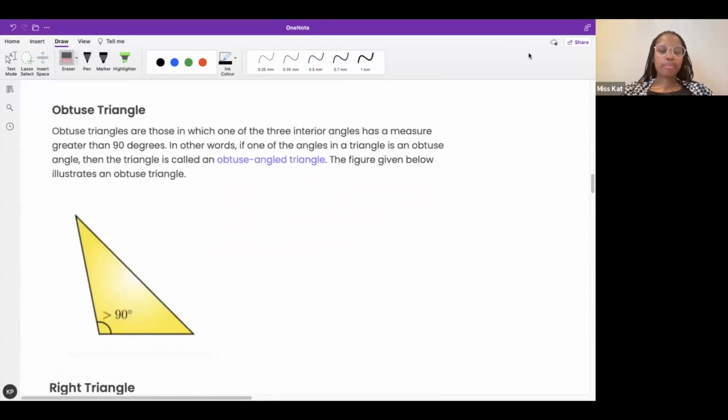Now we are on an obtuse triangle. What is an obtuse angle? Let's see if we remember what an obtuse angle is.